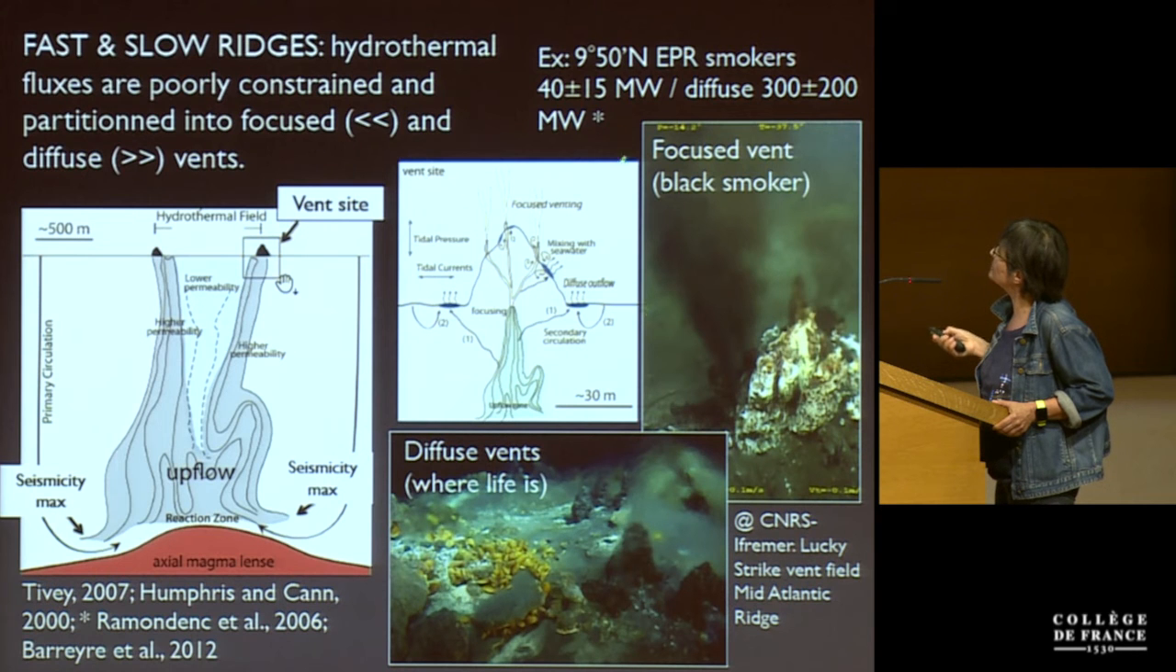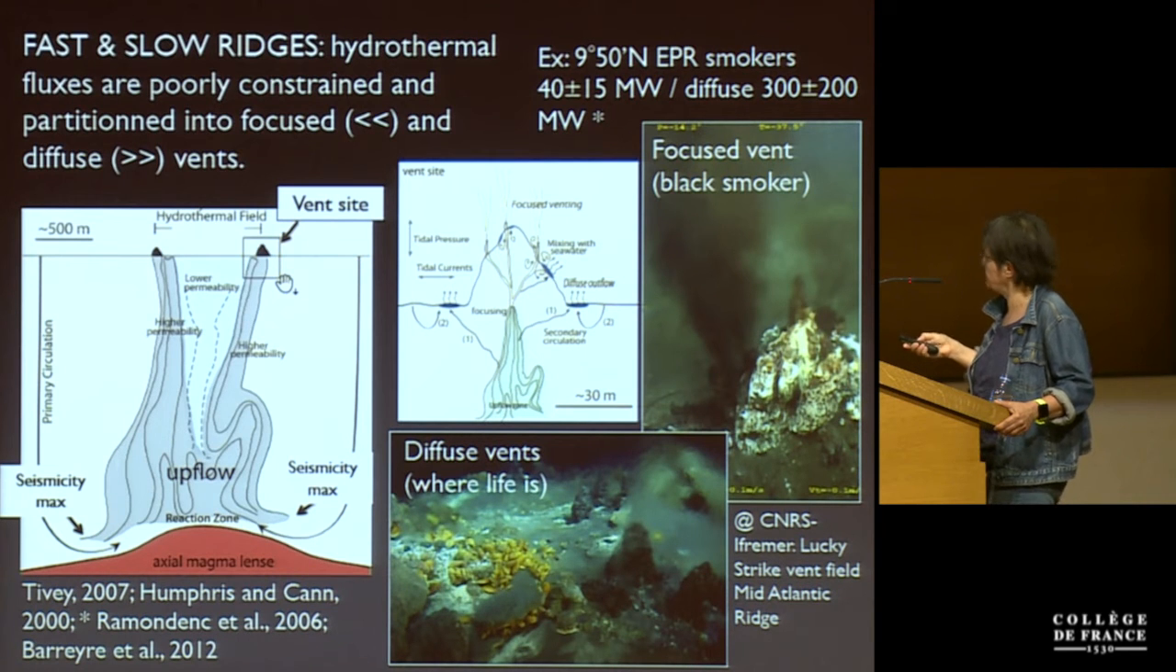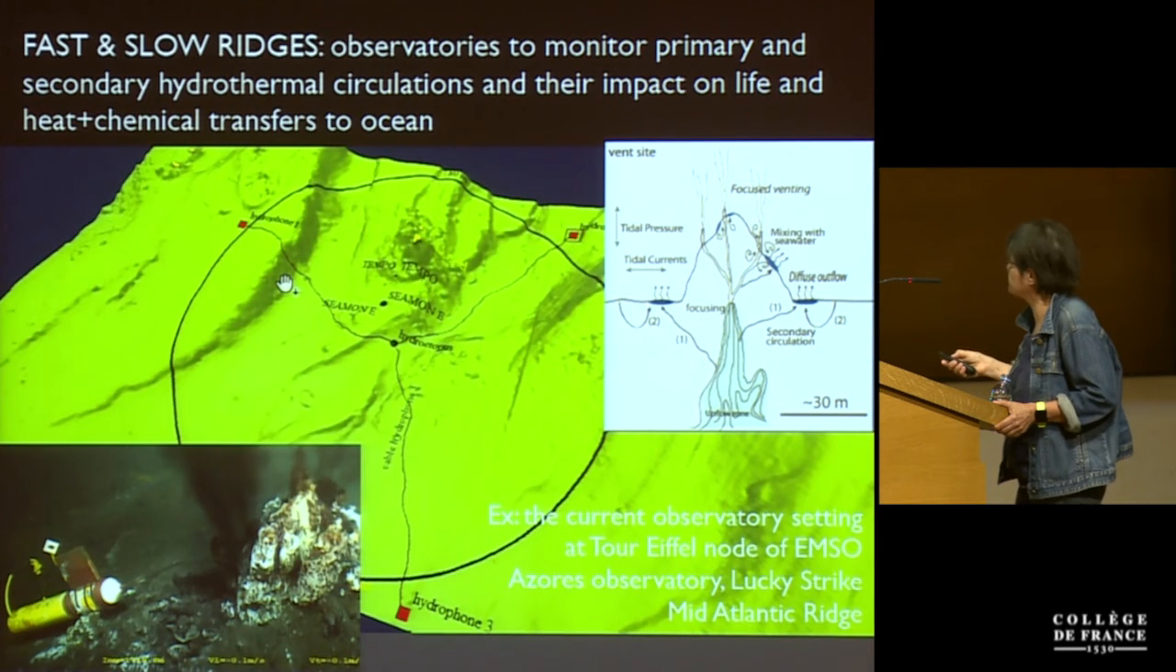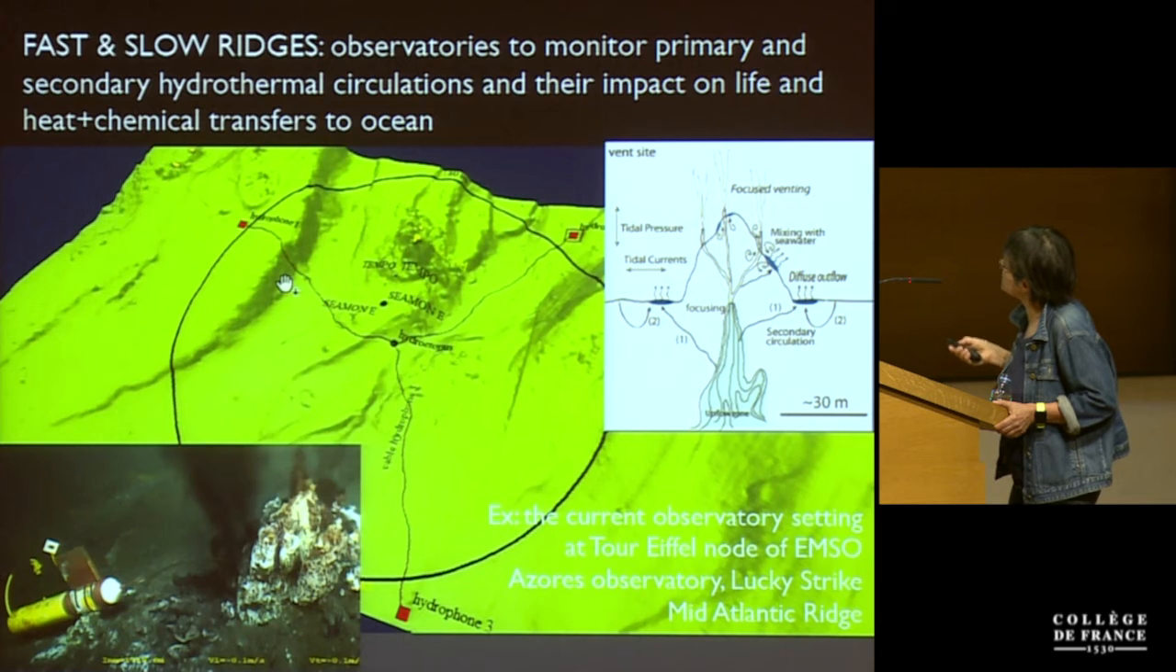We don't really know, and you can see even at a very well-studied place like the 9°50'N EPR smoker vents, the current estimates of the fluxes are okay for the smokers. You can count the smokers and estimate the flux, but they're very, very poor for the diffuse, and the diffuse is about 1 order of magnitude larger. So it's very important to try to understand this functioning at the vent site scale, and that's, for example, what is being done at observatories.